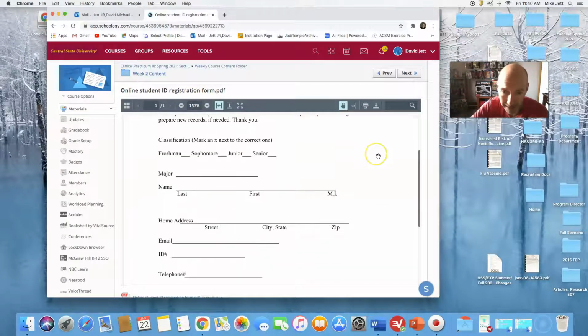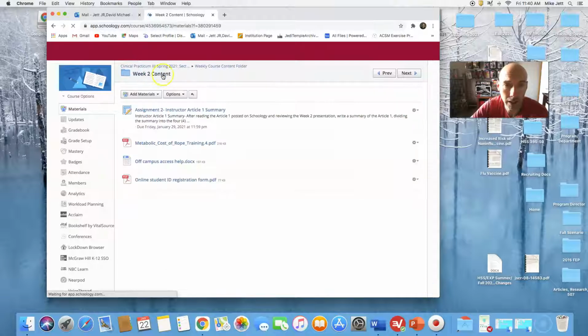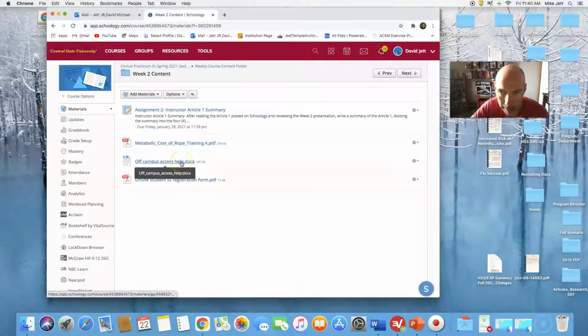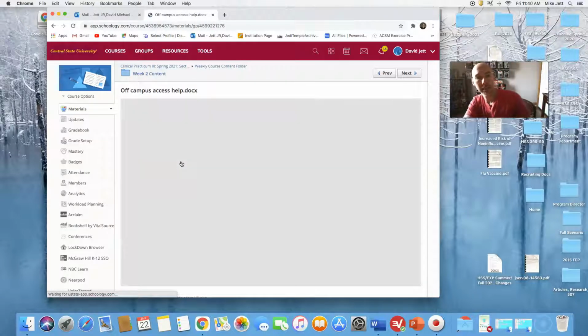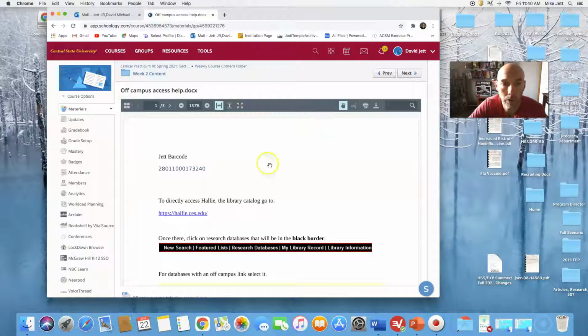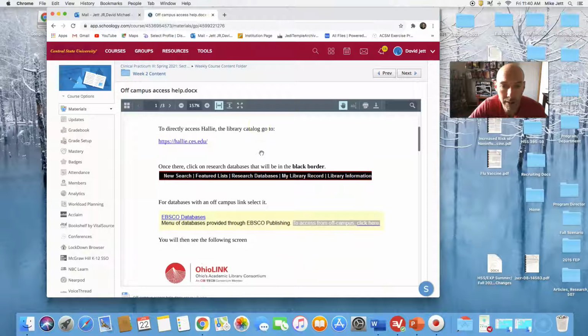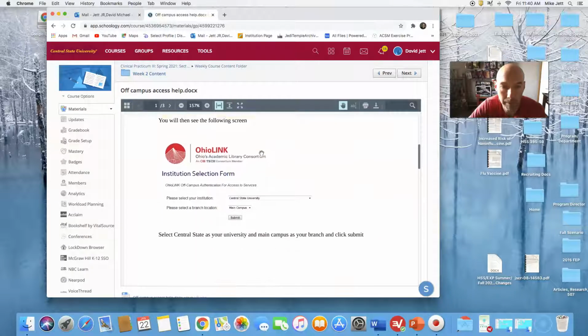Once you get that, you will then want to look at this other form, the Off-Campus Access Help document, which is here. And this one is a series of steps that will, well, this is my barcode. That'll walk you through how to access the database, okay?